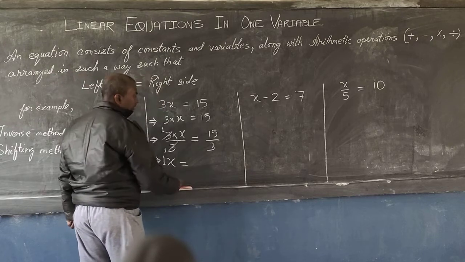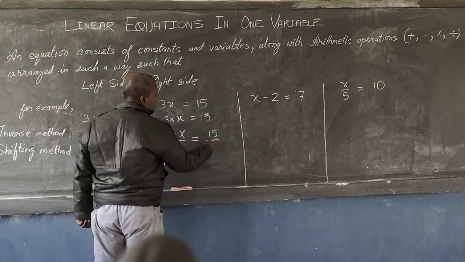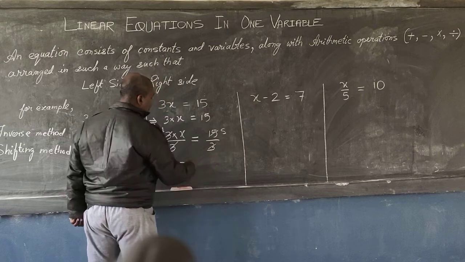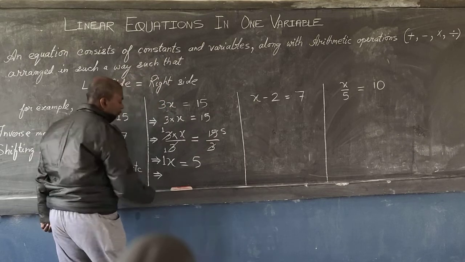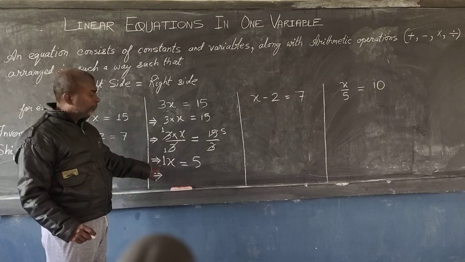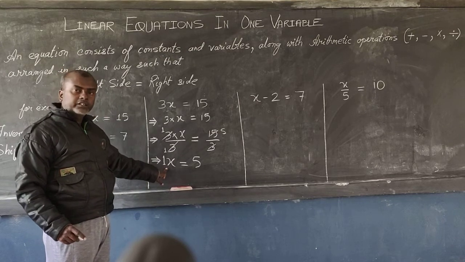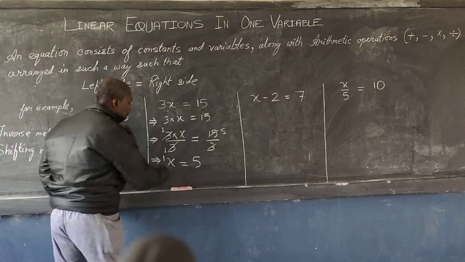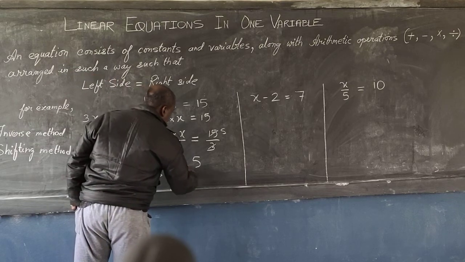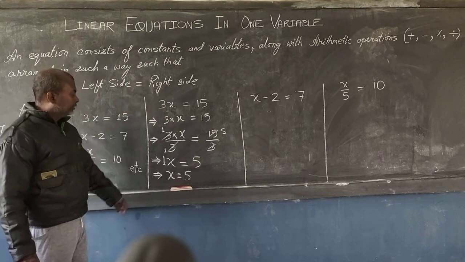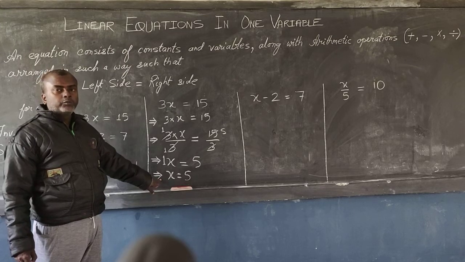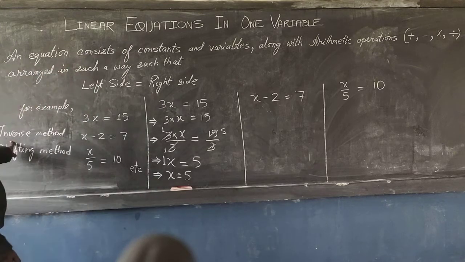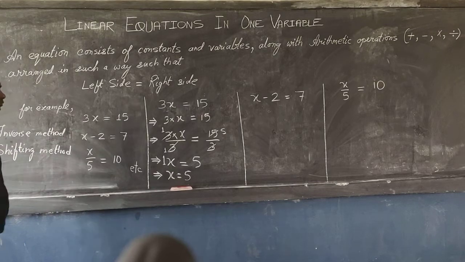Okay, now come to the right side. 15 divided by 3, 5 threes are 15. Now we always ignore this 1 whenever it is there in front of x or any variable. So instead of 1x, we can just write x equals 5. So see, we have got the value of x. By which method? Inverse method, by using the inverse method.